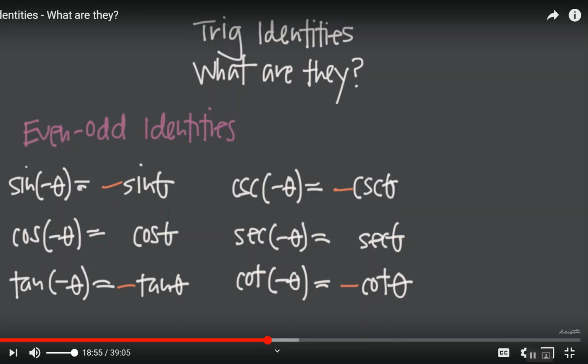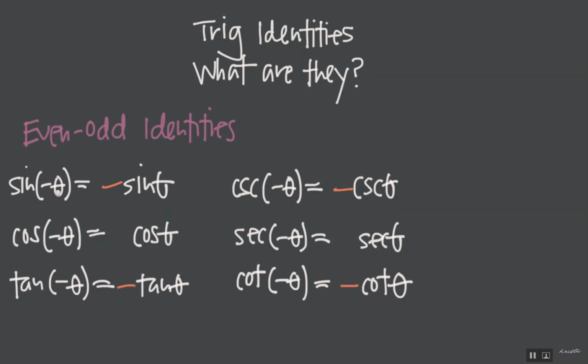What this is saying is that instead of sine theta, if I have a function sine of theta, and I substitute negative theta in for that theta, if I plug in negative theta instead, what do I get back? Well, the result would actually just be negative sine theta. And that's an odd function.